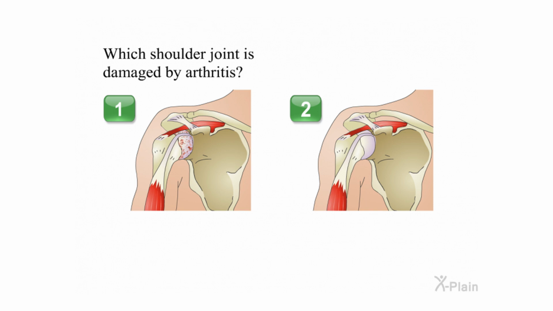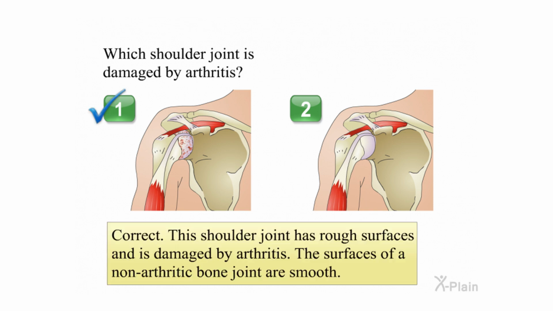Which shoulder joint is damaged by arthritis? Choose one of the following options. Correct. This shoulder joint has rough surfaces and is damaged by arthritis. The surfaces of a non-arthritic bone joint are smooth.